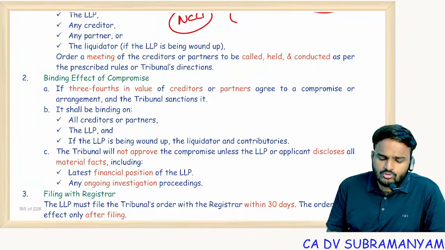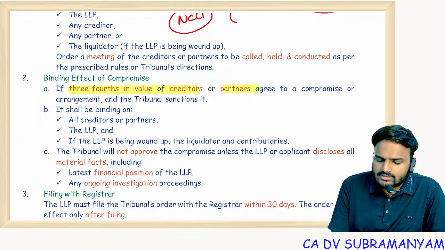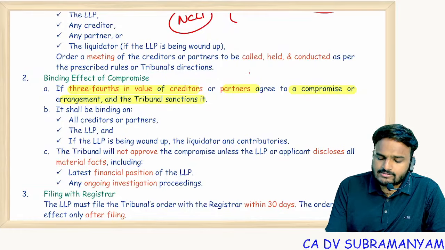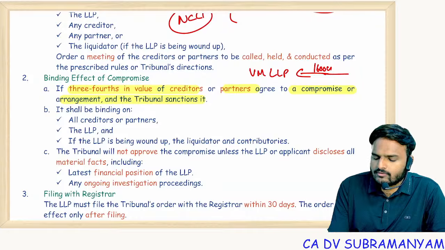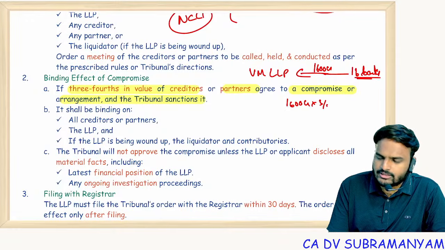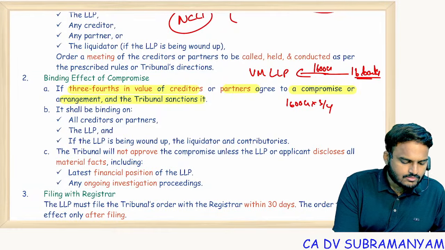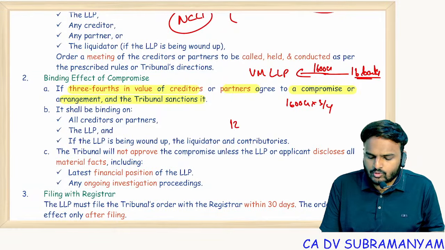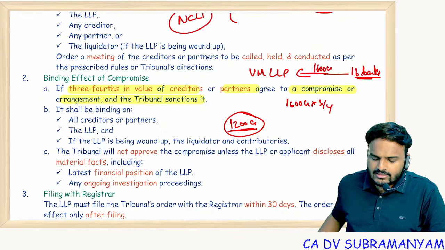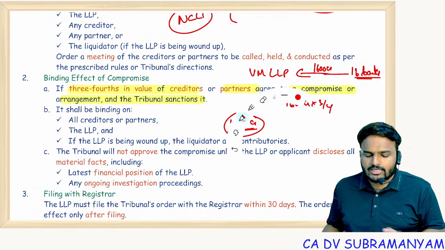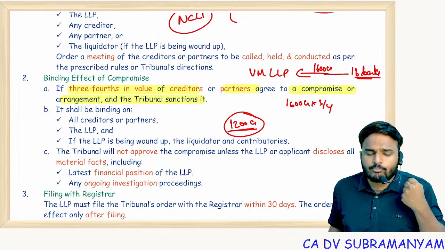For compromise, approval of 3/4 in value of the creditors or partners is required, then only the tribunal will give approval. Very simple, for example, VM LLP took a loan of some 1600 crores from 16 banks. 1600 crores into 3/4 means 1200 crores. If the creditors who granted 1200 crores of loan to the LLP agree, the compromise can be approved by the tribunal.